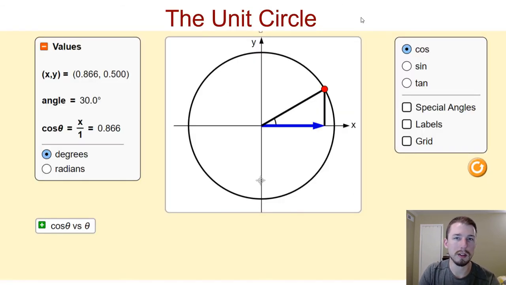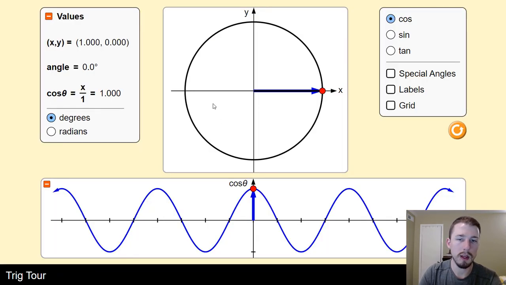All right, so let's do an investigation of the unit circle. This is actually pretty cool. Looking forward to showing this to you. So here we have our circle, and what we want to do is we want to see, let me move this up here a little bit.